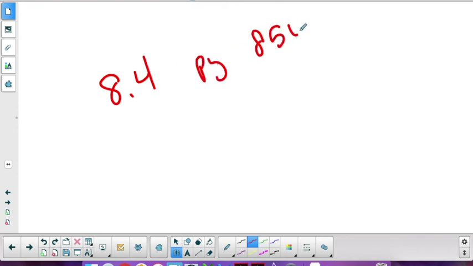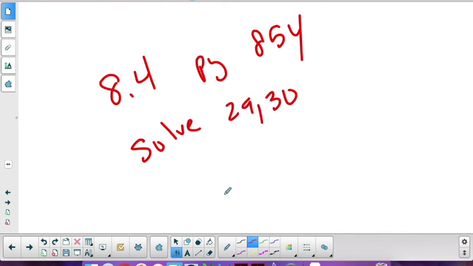It's going to be in section 8.4 again on page 854. Yeah, 854. All right, so you're going to solve 29 and 30, and then you're going to rewrite 33 and 34. Okay, so that's it for solving.